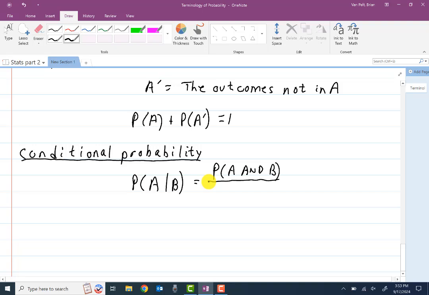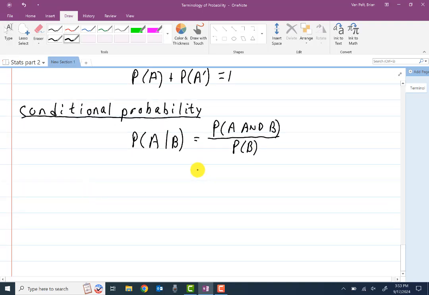You'll be allowed a formula sheet for your test, so make sure you make a good collection of notes with formulas here, and we'll divide by the probability of B. This little slash B is supposed to make it seem like that.